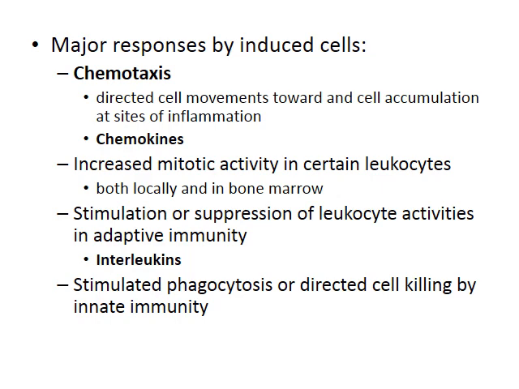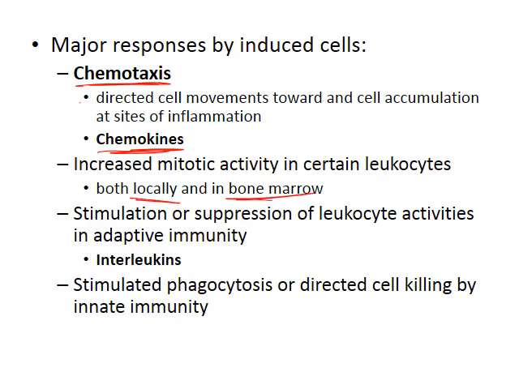Now, what occurs whenever cytokines are released is chemotaxis. This is going to cause cells to come towards that area to assist in the defense. So if there's a lot of inflammation in one area, this is what's being caused, and these are called chemokines. They'll also increase mitotic activity in certain leukocytes, both locally and in the bone marrow.